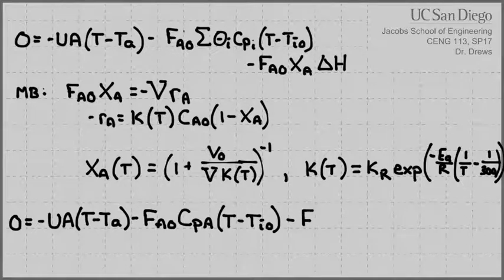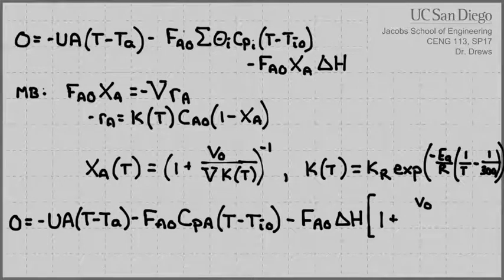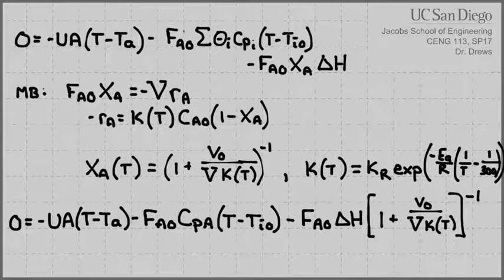minus FA naught delta H, and now I'm going to plug in my expression for X. My expression for X was 1 plus little v naught divided by capital V, volume, times k of T, all of that to the minus 1.